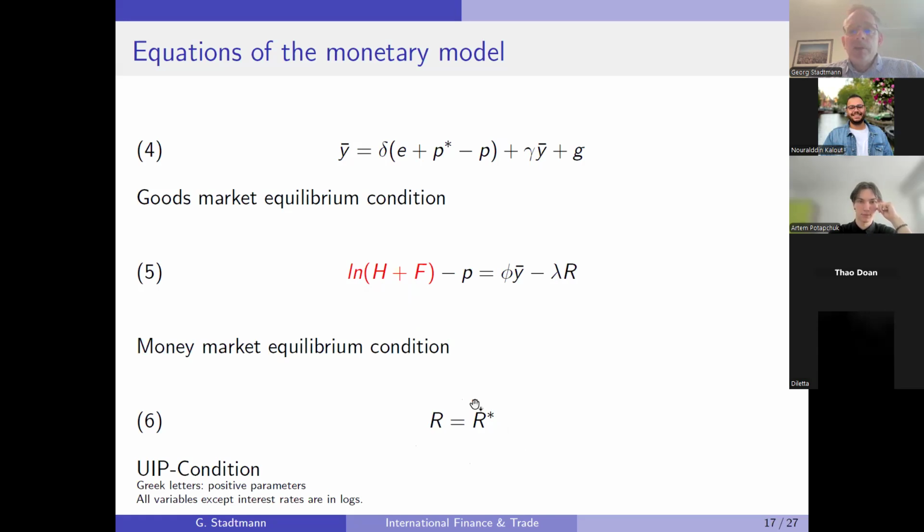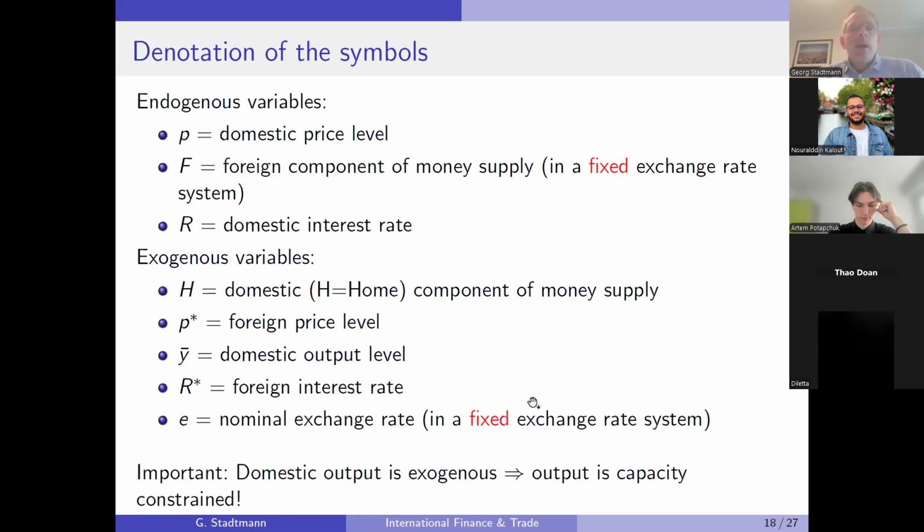Then the third equation, this is the usual UIP condition, R is equal to R star. We have to define which variables are endogenous. In case that we have 3 equations, we can solve for 3 endogenous variables. The domestic price level is endogenous, and the foreign component of money supply is endogenous because we are looking at a fixed exchange rate system. When the central bank intervenes at the foreign exchange market, then the foreign component of money supply changes. And then the third endogenous variable is the domestic interest rate.